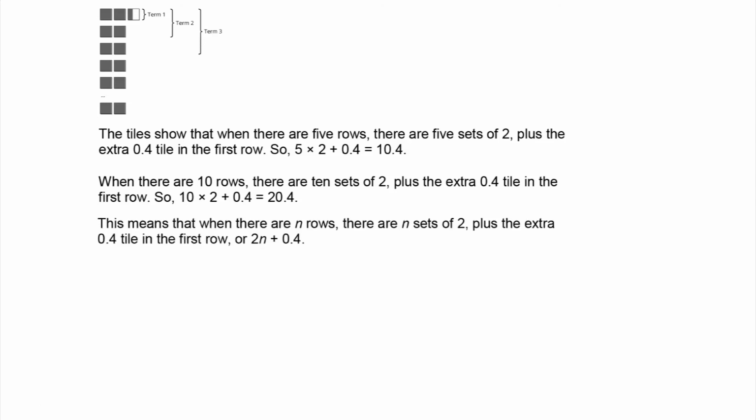This means that when there are n rows, or some unknown value n, there are n sets of 2 plus the extra 0.4 tile in the first row. So there you end up with 2 times n plus 0.4. Note that adding a new row is adding 2 because the pattern goes up by 2.